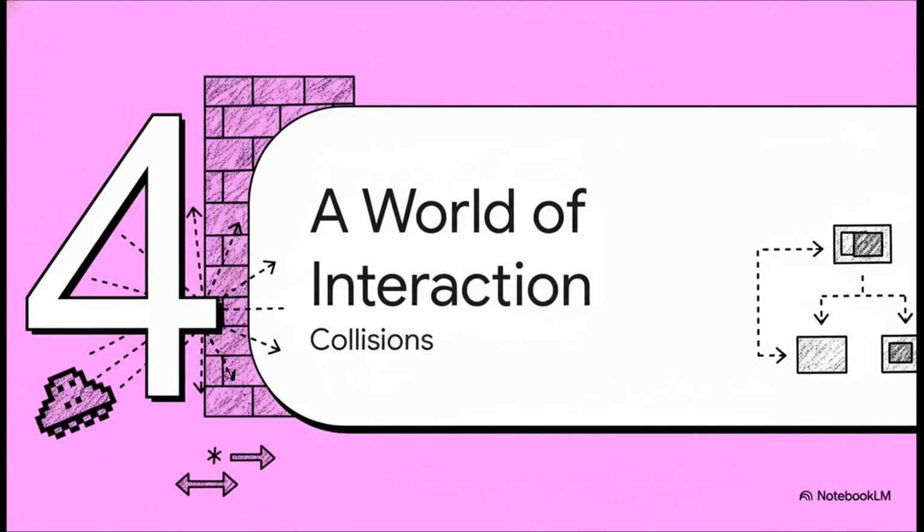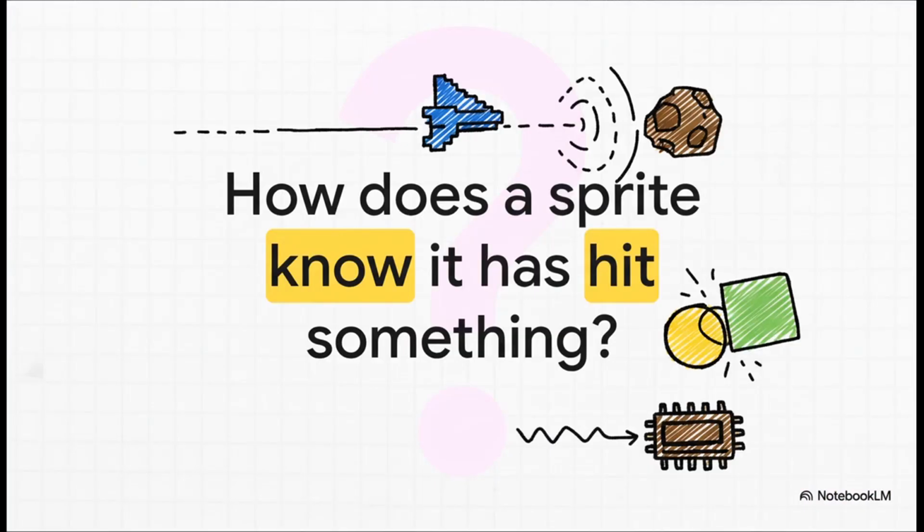Okay, this is great. Our sprite is moving. But a game needs more than just movement. It needs interaction, right? Your characters can't just pass through walls and enemies like they're ghosts. So how do we make them aware of their surroundings? Well, the answer is something called collision detection. Honestly, this is the secret ingredient that turns a simple little animation into a real game.